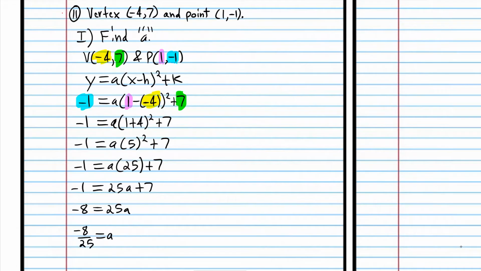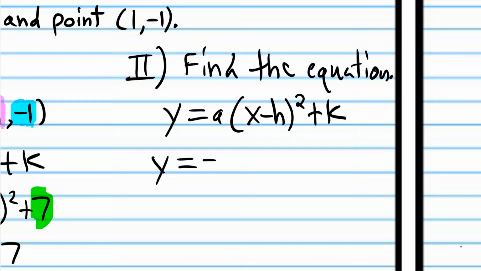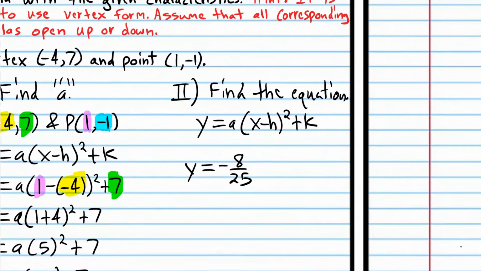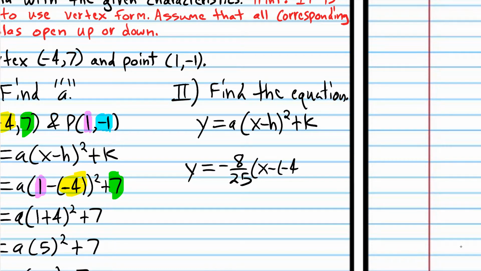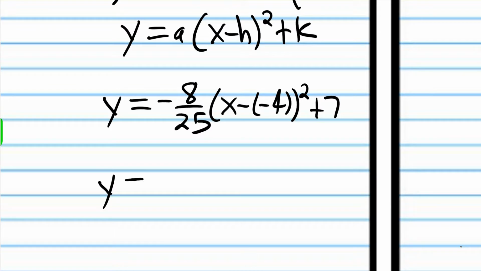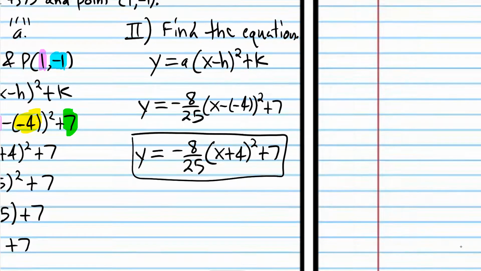So now we have a, and the second step is just to find the equation that has those characteristics that were given to us. So all we have to do is plug in a and the vertex coordinates, and we're done. So a we found is negative 8 over 25, the x value of the vertex is negative 4, and the y value of the vertex is 7. And so we don't want to leave that as a double negative though, so it would be x plus 4. And there you go. So as you can see, that was pretty much the exact same type of problem that we did before.